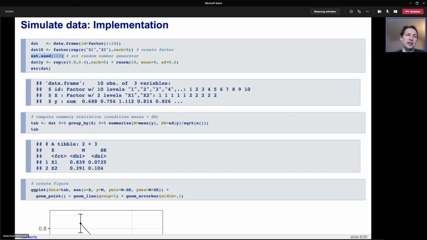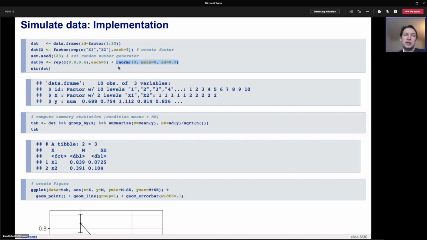And then I set the seed of the random number generator. So if I run this again with the same seed, the random number generator will produce the exact same results, so I can replicate my analyses. And then I simulate data for the dependent variable y, and I just have the condition means here. So I say one condition has a mean of 0.8, the other one of 0.4, each of them 5 times, and then I add my residuals, my random noise.